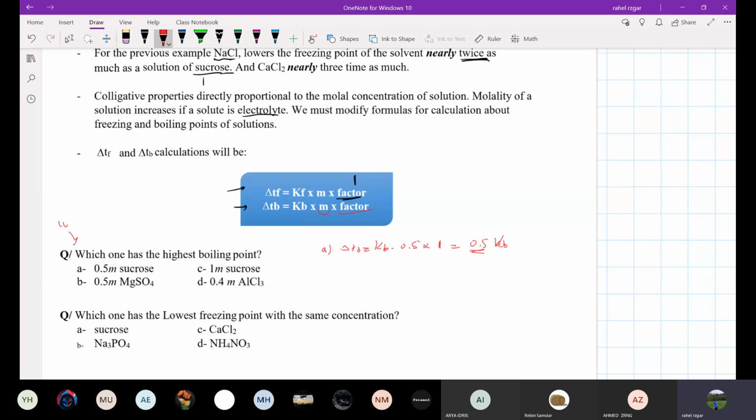For this question, look for the greatest number. This is the greatest number, between molality times factor.